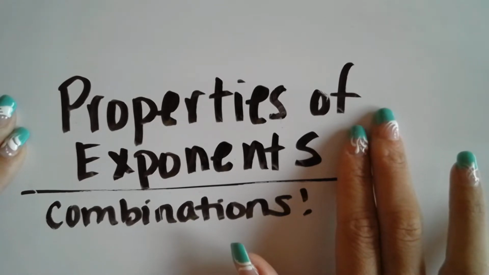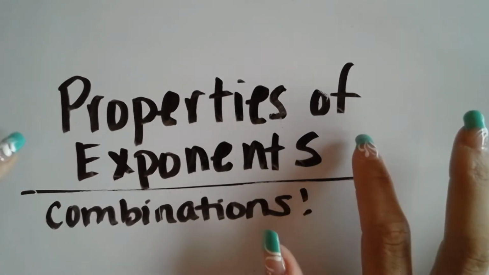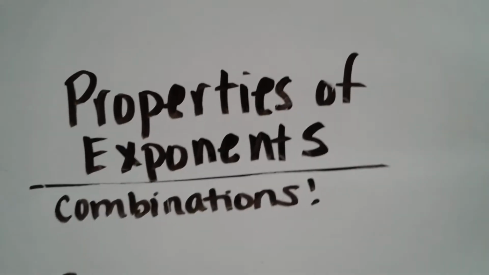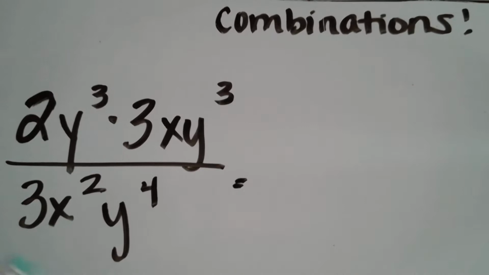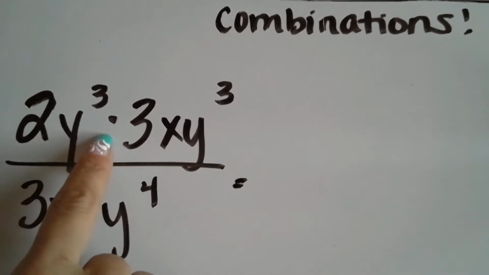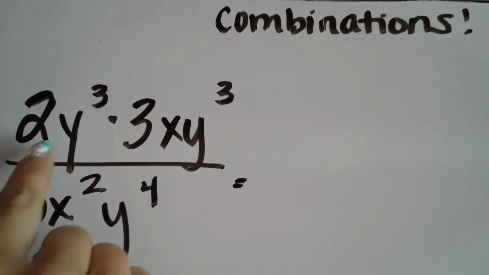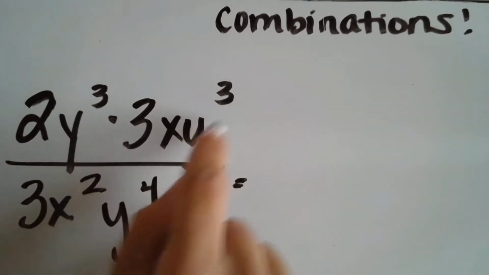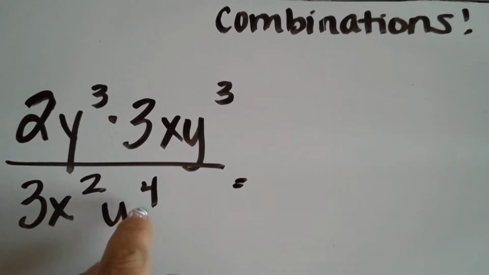So we're going to go over a couple of examples concerning combinations, combining the different properties with exponents. In this example here, we see that we have some multiplication going on, and we also have division. So we have 2y to the third times 3xy to the third divided by 3x squared y to the fourth.